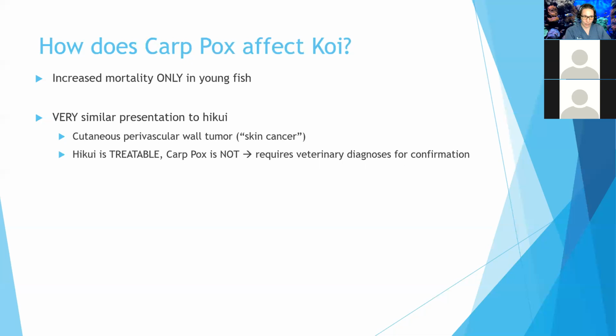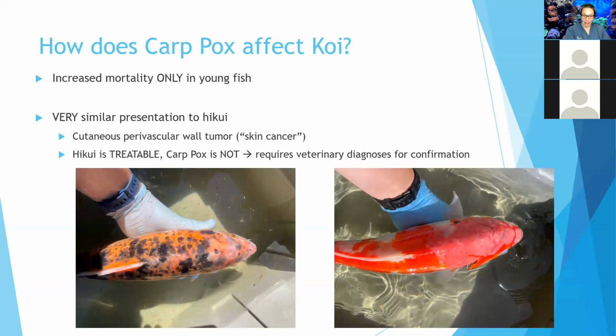So I'm going to present two cases to you right now. One of these has carp pox, one of them has hikui. Now these cases look insanely similar. So it's really hard to tell if your fish might have carp pox versus if they have hikui. Again, remember, hikui is treatable, carp pox is not. So unfortunately, these do require veterinary diagnosis to confirm.